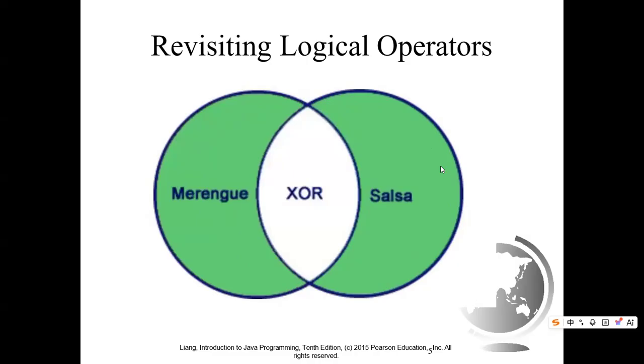And for the exclusive OR, that means you have to select either the merengue or the salsa, but not both. That means no overlap between these two things, between these two communities. This is the exclusive one.